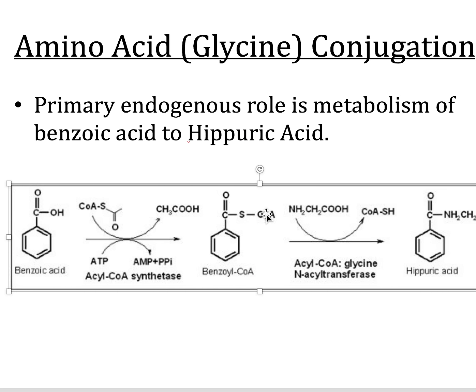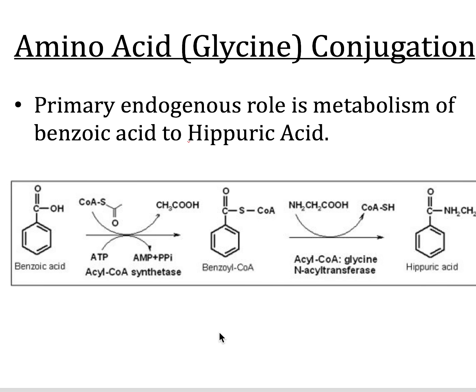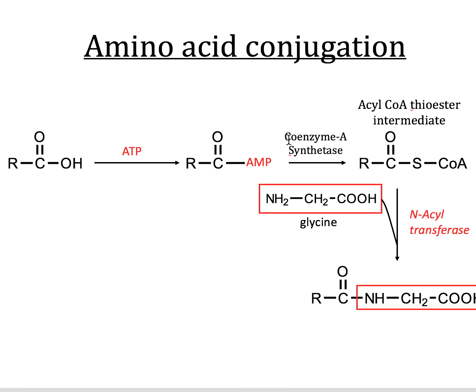So the main thing, if you go back a slide, what you want to know is ATP first into AMP, then coenzyme A synthetase converts it into the CoA thioester intermediate, which then, from there, N-acetyltransferase forms this.